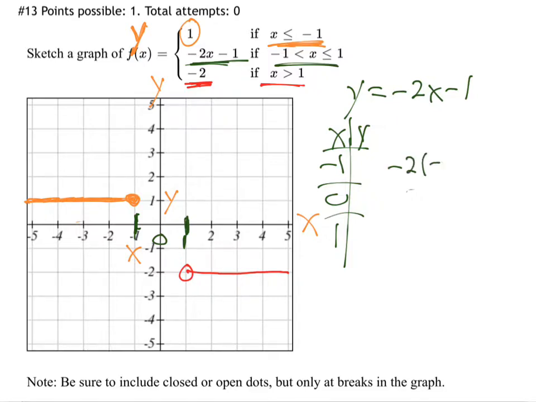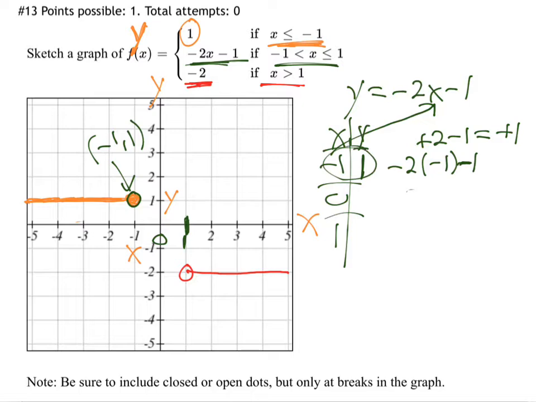So y will be negative 2 times negative 1 minus 1. See what I did there? I just plugged negative 1 in right there. And that's positive 2 minus 1, that's positive 1. So at back 1, it's up 1, which means it's right there. Do you see how I found that point? I plugged in negative 1 for x. So back 1, up 1, that's the left dot in the middle section.